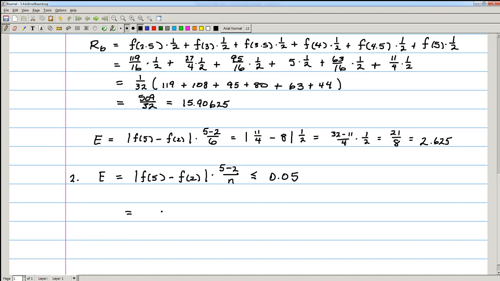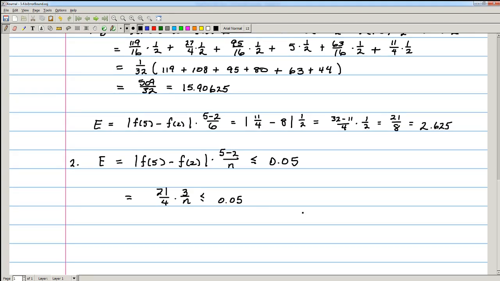So we'll get 21/4 times 3 over n, and we'll want this to be less than or equal to 0.05. And remember that n is going to be greater than or equal to 0. So if we multiply both sides by n, then we will not change the direction of our inequality. Okay?